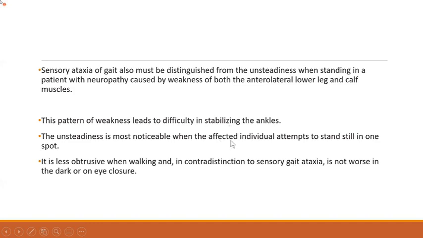So this you have to differentiate, although this is seen rarely. I have seen only one patient who was not able to stand still at one place, but I could not tell at that time what was happening. Now, retrospectively, I can say what it was.